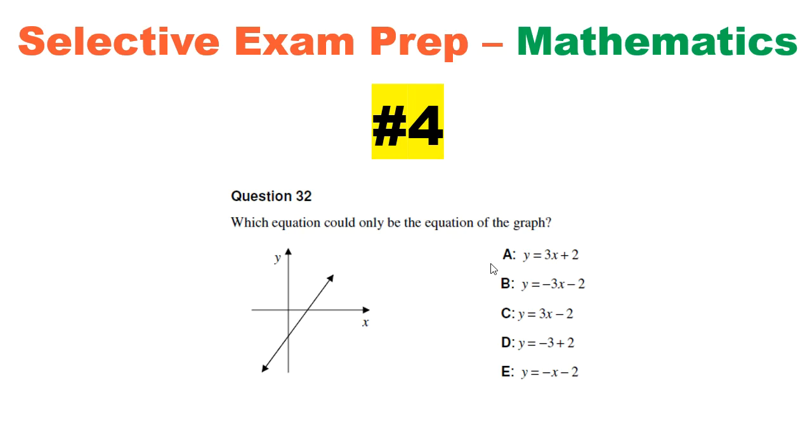Today we'll look at question 32. So in this question it asks you which equation could only be the equation of the graph. So let's have a look at this graph.